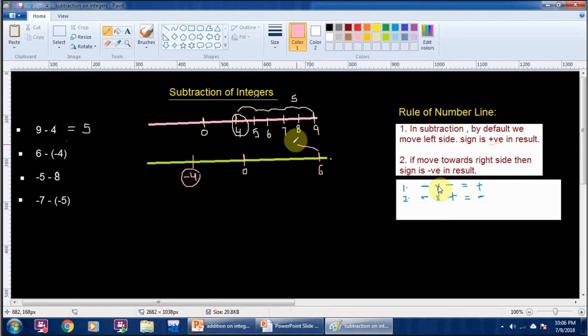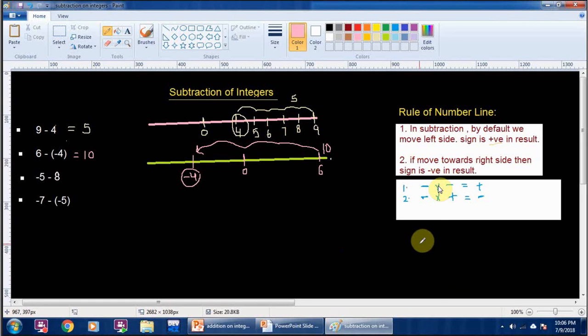So I will walk from 6 to -4 up to 0. It will be 6 steps. From 0 to -4 there are 4 steps. Total is 6 plus 4, that is 10 steps. As we are moving toward the left side, that is the default direction of subtraction, so the answer would be 10.